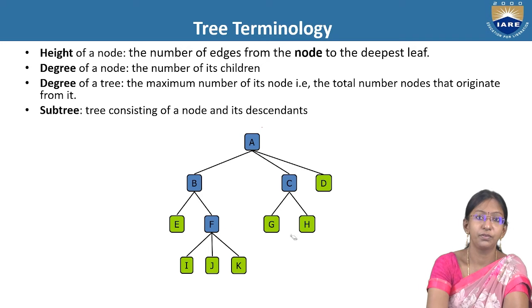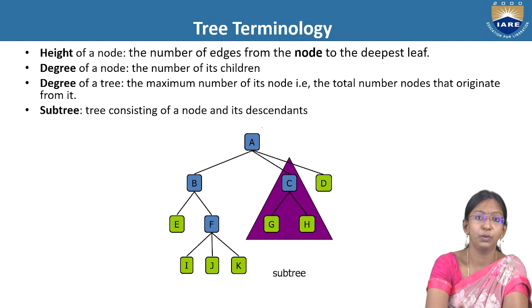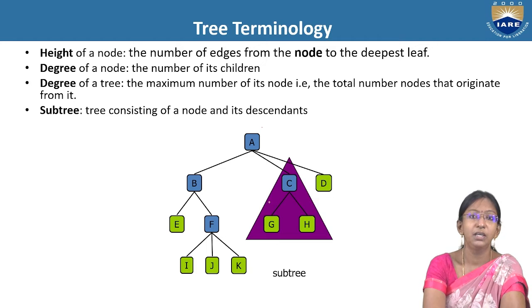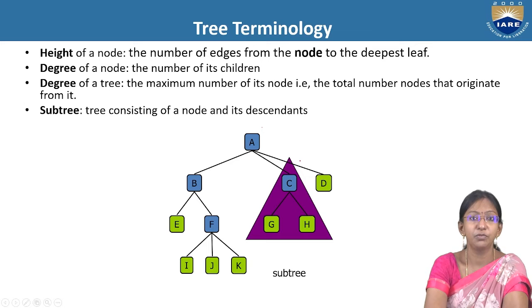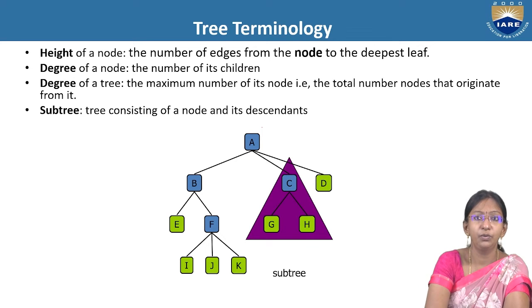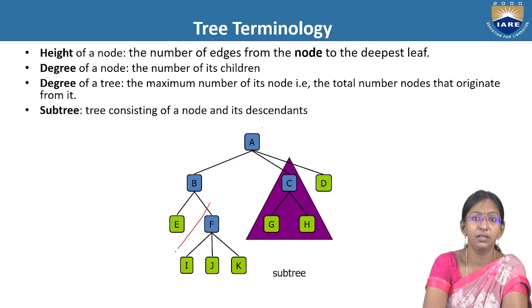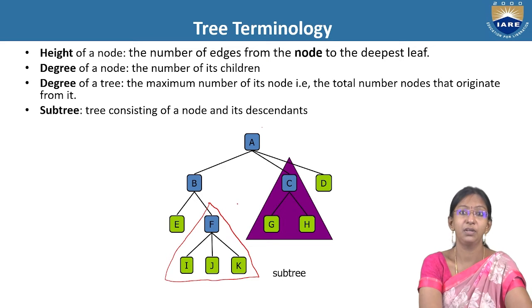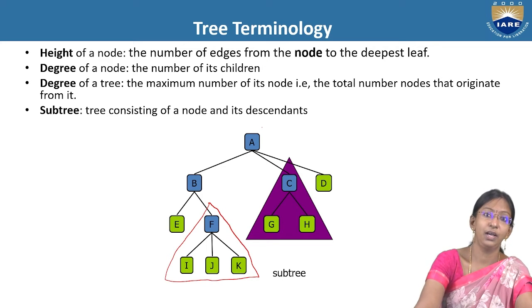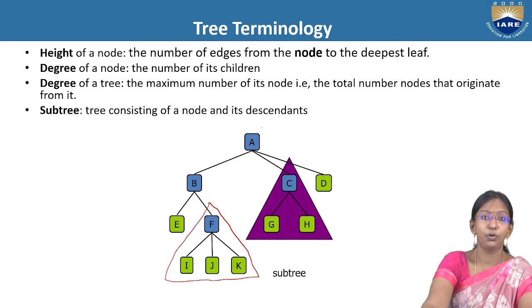Coming to the concept of subtree. So have a look at this one, the violet one which I have mentioned over here. It is nothing but a subtree which is headed by C. A subtree is nothing but a subset of a node and its children of a given tree. Okay, even you can say F is a subtree. This is a subtree which is headed by F. That is, F is acting as a root of the given subtree and its children are I, J and K. Okay, these are few terminologies which you will encounter for 1 marks.